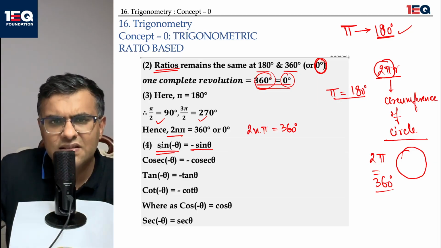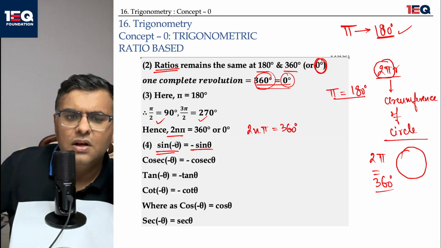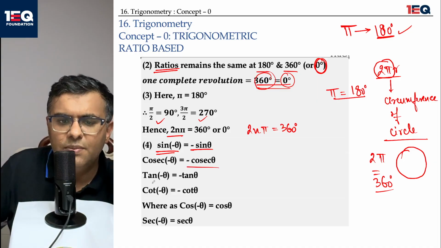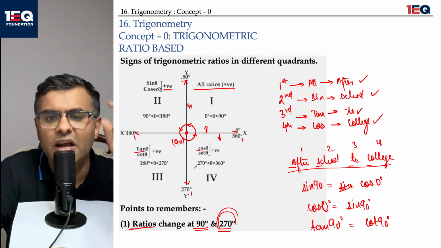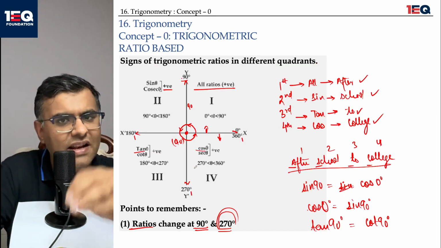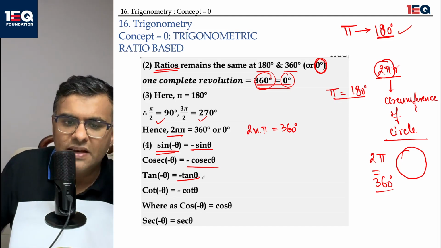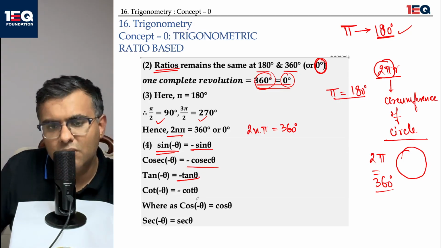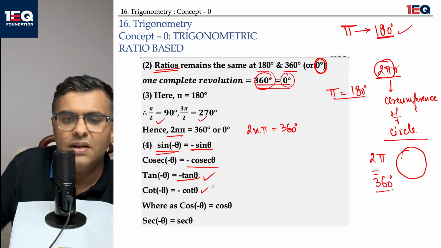Similarly, cosec is nothing but the opposite of sine. So cosec minus theta is equal to minus cosec theta. Similarly, tan minus theta is equal to minus tan theta. Why? Because in the fourth quadrant, tan is not positive. Further, cot minus theta is equal to minus cot theta.